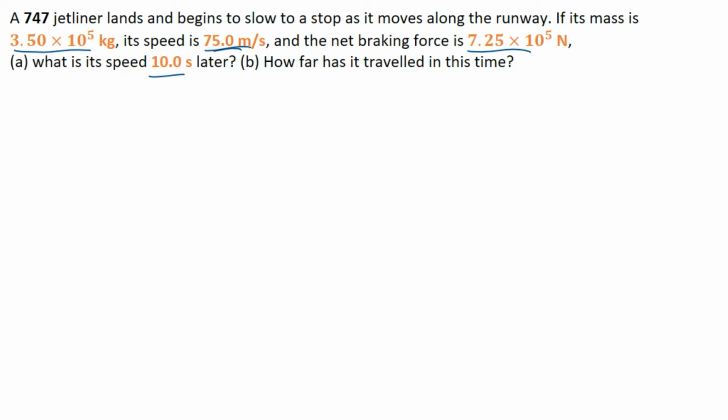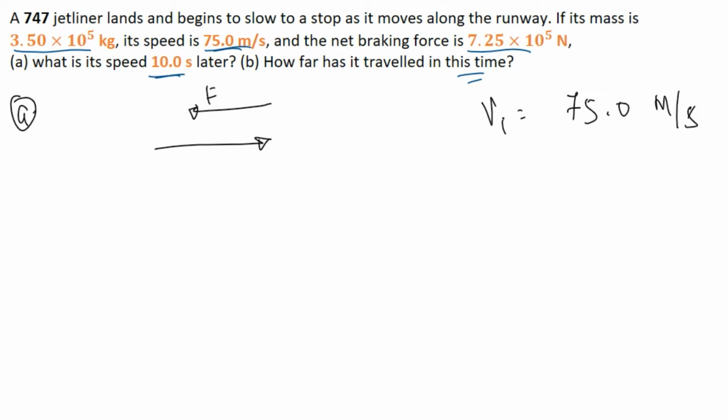In the A part, we need to find the speed after 10 seconds and how far it traveled in this time. So suppose this is the direction of motion, and its initial velocity for the jetliner we have 75.0 meters per second, and net braking force. The braking force will be opposing the direction of motion, so it would be in this direction. If we take this direction to be positive x, in vector form we can write that force equals 7.25 times 10 to the power 5 Newton with a negative sign and x cap unit vector.